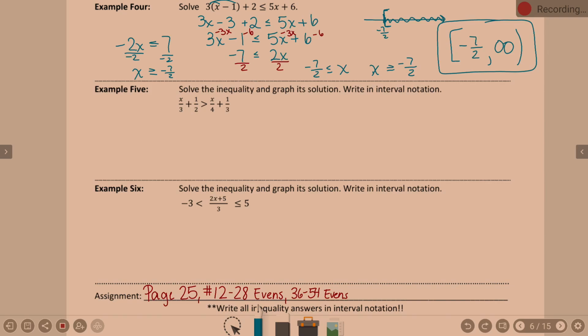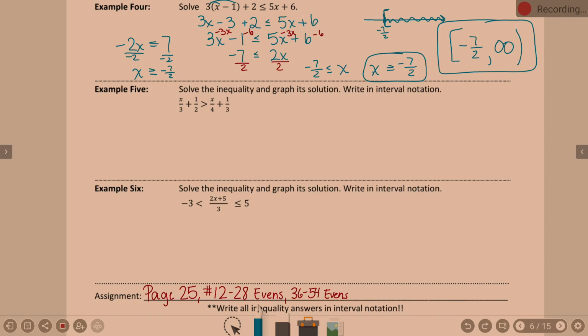Yes, you get the inequality answer, but I'm going to be looking for interval notation. We've got to practice our interval notation. The book's not telling you that, but I am. We'll see how many people remember this come tomorrow. You're going to forget because you're going to do your homework.